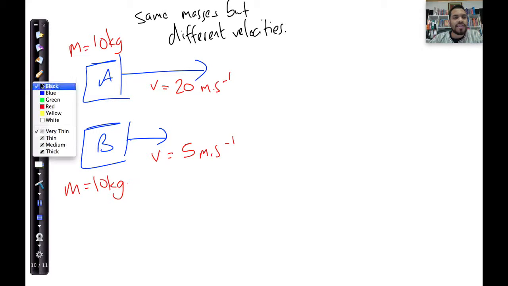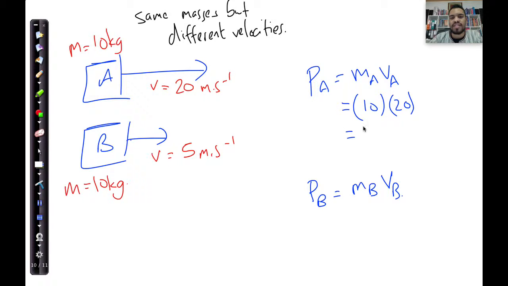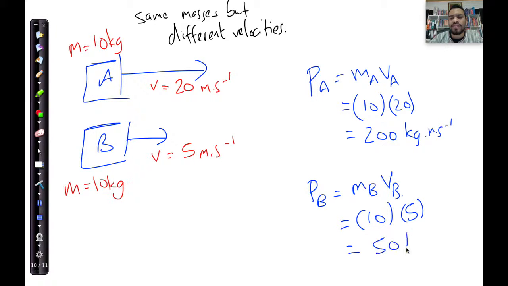Right, so let's calculate the momentum of each of these. Let's do it in blue. The momentum of A is equal to the mass of A multiplied by the velocity of A, and the momentum of B is equal to the mass of B multiplied by the velocity of B. In this case, the mass of A is 10 kilograms and the velocity of A is 20 meters per second. So the momentum is 200 kilograms meters per second. And over here, the mass is also 10 kilograms, but the velocity is 5 meters per second, and therefore the momentum is 50 kilograms meters per second.